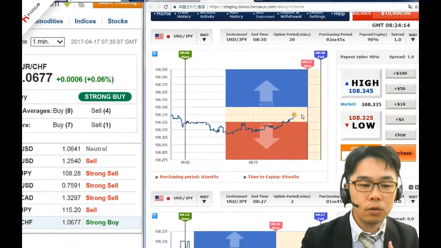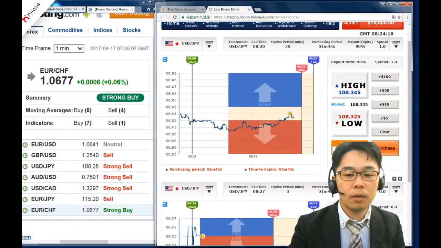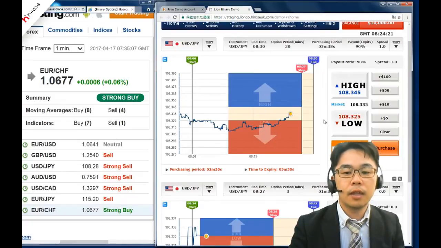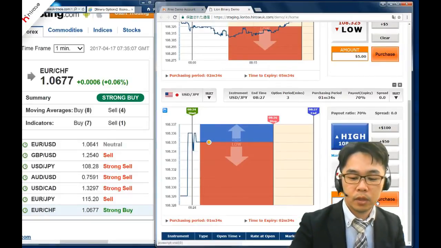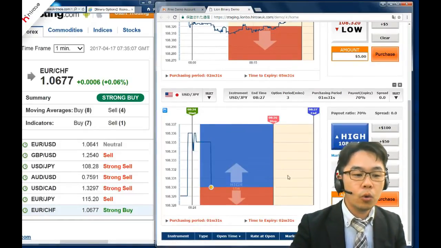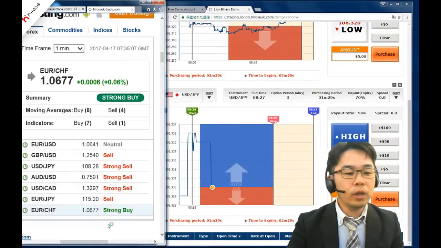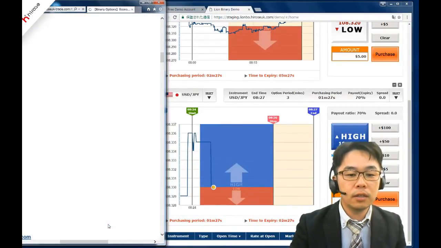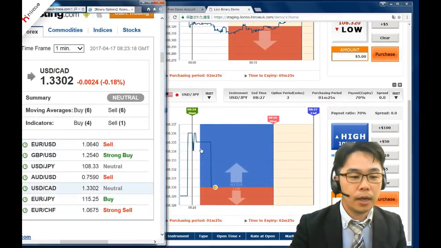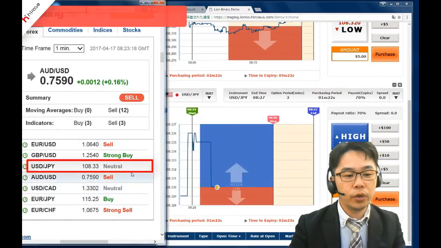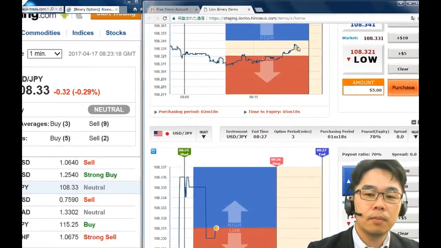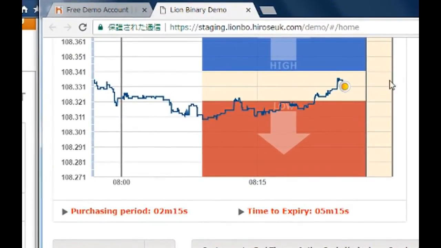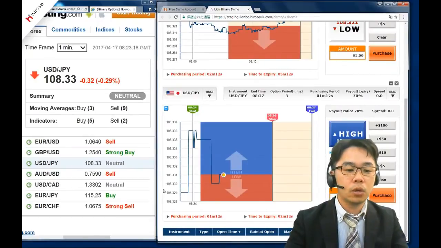So what I'm going to do is, when the market price comes back a little bit lower, closer to the trend line, I make a purchase high. So I have high ready. Also, I wait for the moment when the dollar yen signal gives me strong buy. Now it's showing neutral. See that? The market price is coming back a little bit down. So I wait for the signal.